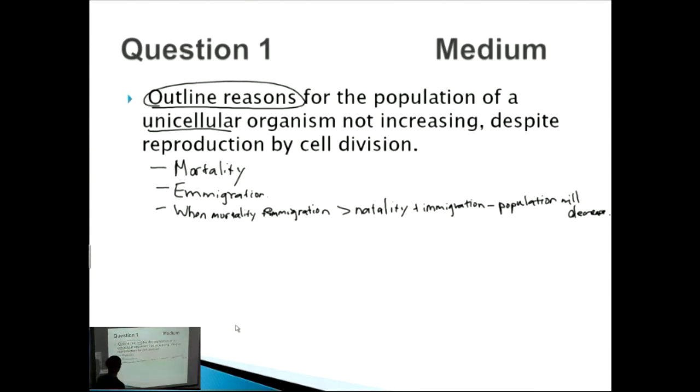Okay, so now we have to think about reasons why we might have increasing mortality or increasing emigration. At the same time, we can also think about this in terms of a decrease in natality, so decreasing births, and what would cause that as well. So let's talk about a decreasing natality. What would cause that? In this hypothetical environment, if you had decreasing food and resources or oxygen, then that would decrease the ability for the organisms to reproduce.